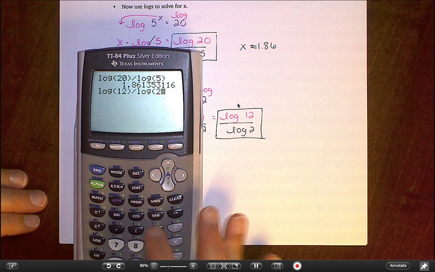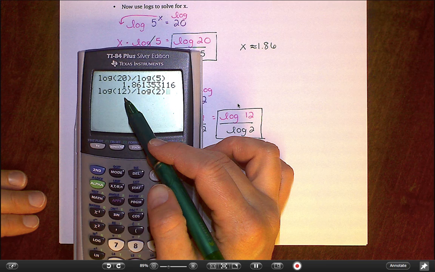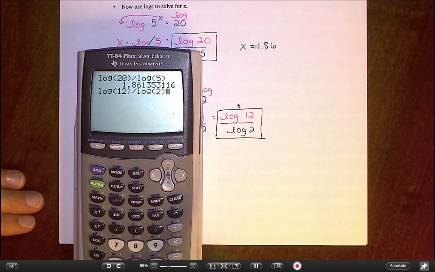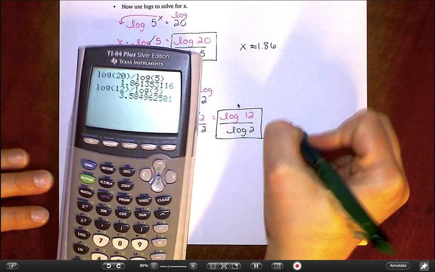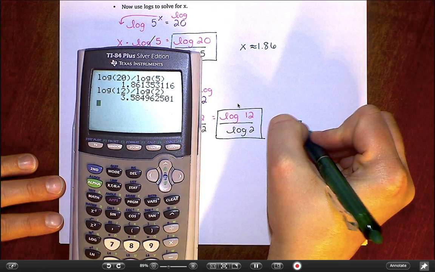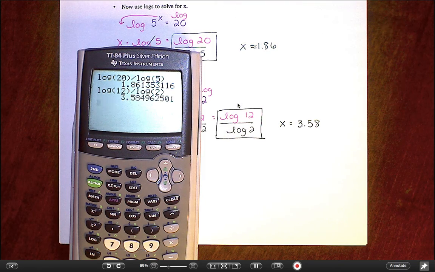The one thing you have to look out for with these, make sure when you're doing this division right here that you close this parenthesis on this log first. Okay. And we end up with 3.58. I don't know if I gave directions here on rounding, but I would say 2 decimal places is probably safe.